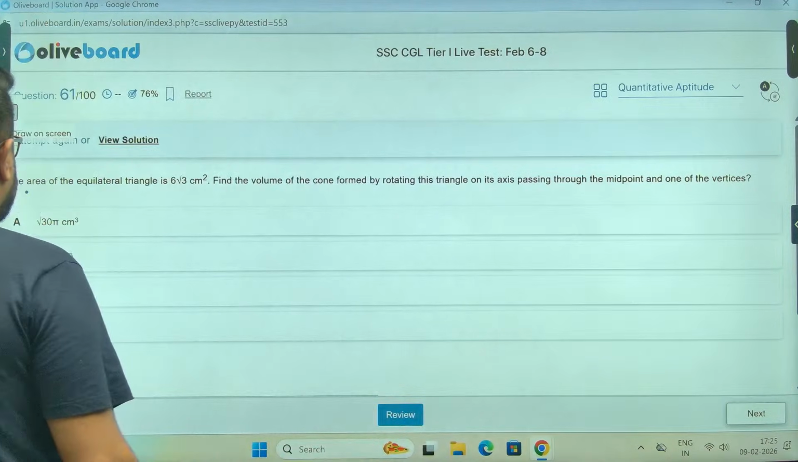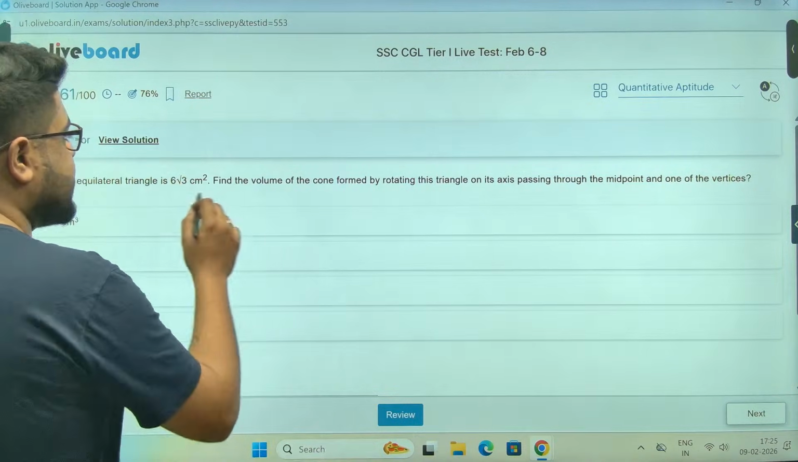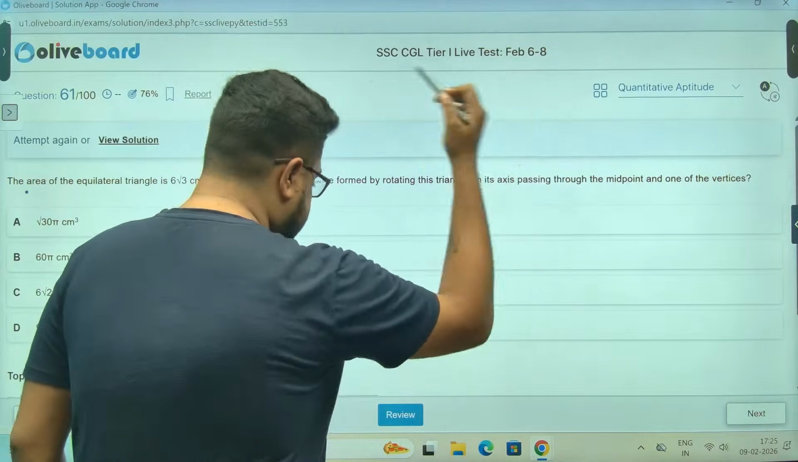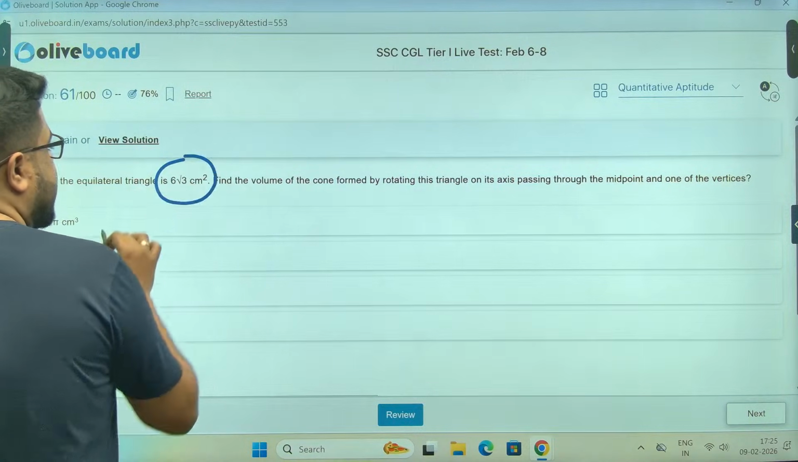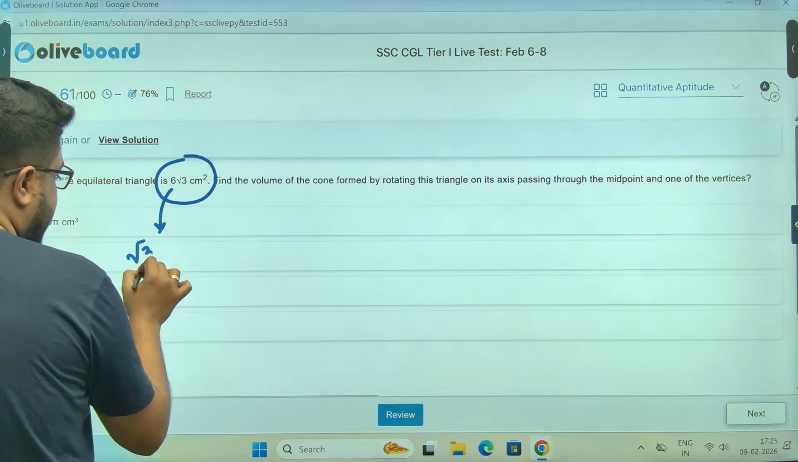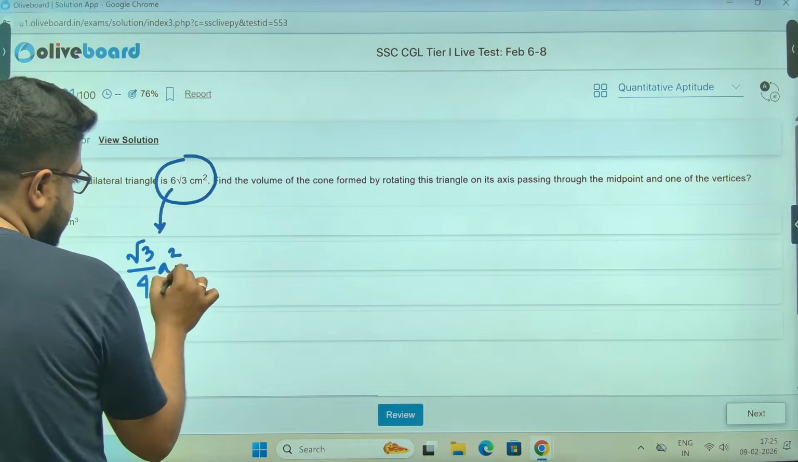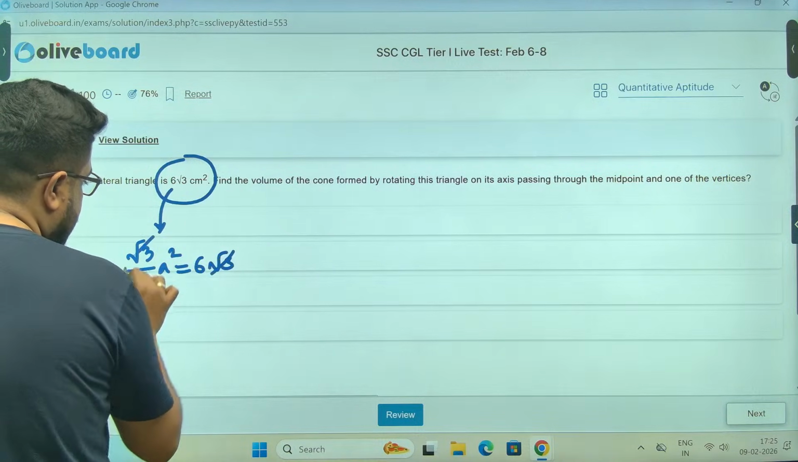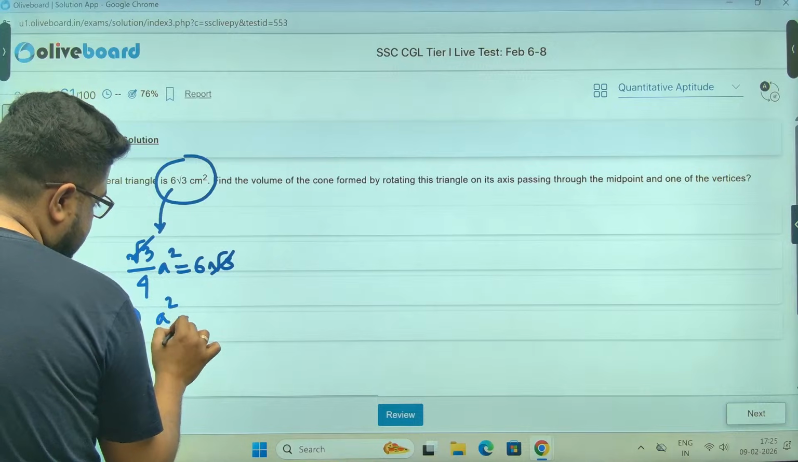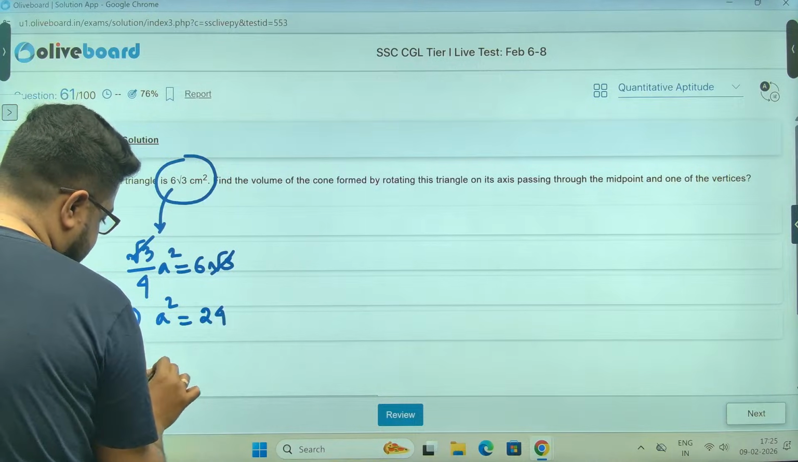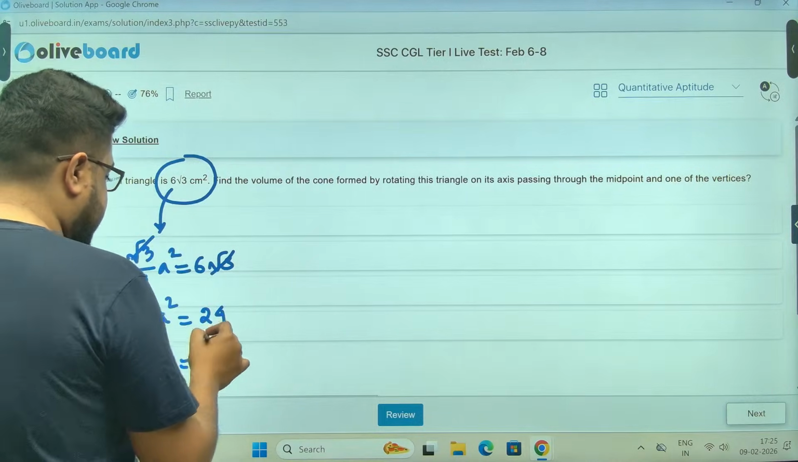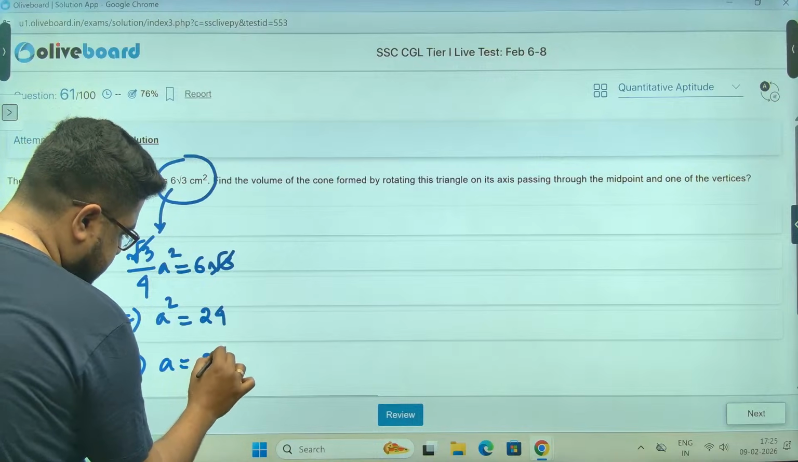Next one, see, sir. Area of equilateral triangle is given. Rotating midpoint. Okay, sir. Cone. Acha, sir. Root 3 by 4 a square is 6 root 3, sir. So a square is 24. So first of all, a will be what, sir? 24, meaning 2 root 6.